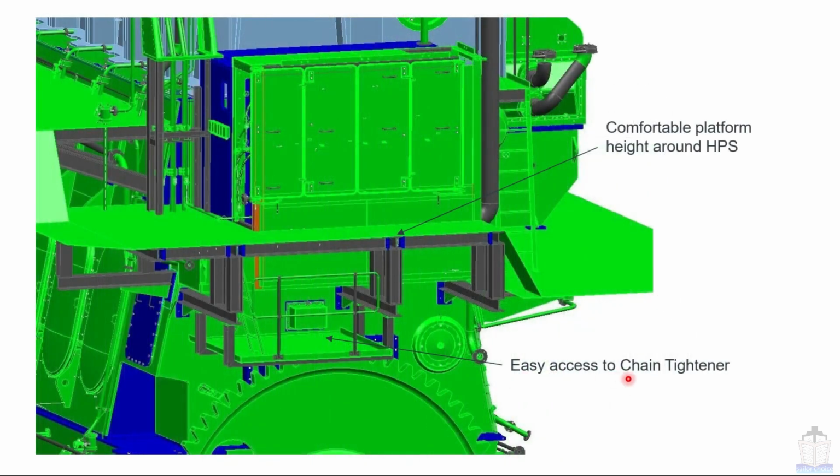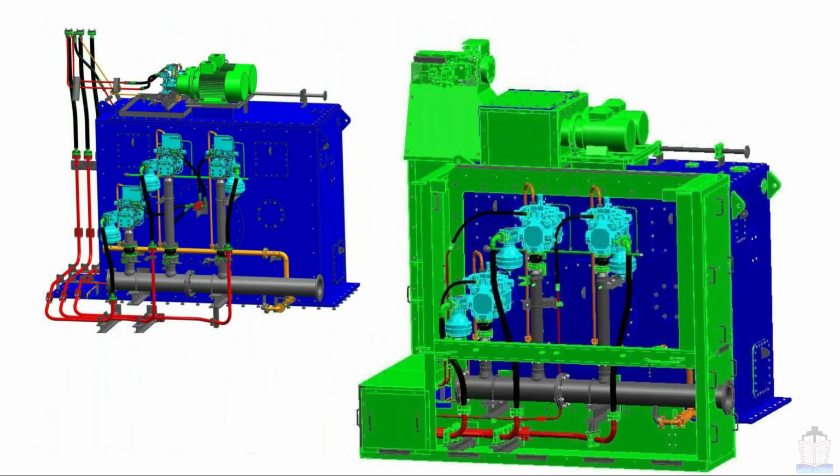Here easy access for the chain tightener has been provided just below this whole assembly. The whole system is shown here as a separate view. This is shown in fully open condition, and this is shown in the cover condition, except for these three pumps. This is the inlet manifold for the hydraulic oil, and all these are outlets going to the safety block.